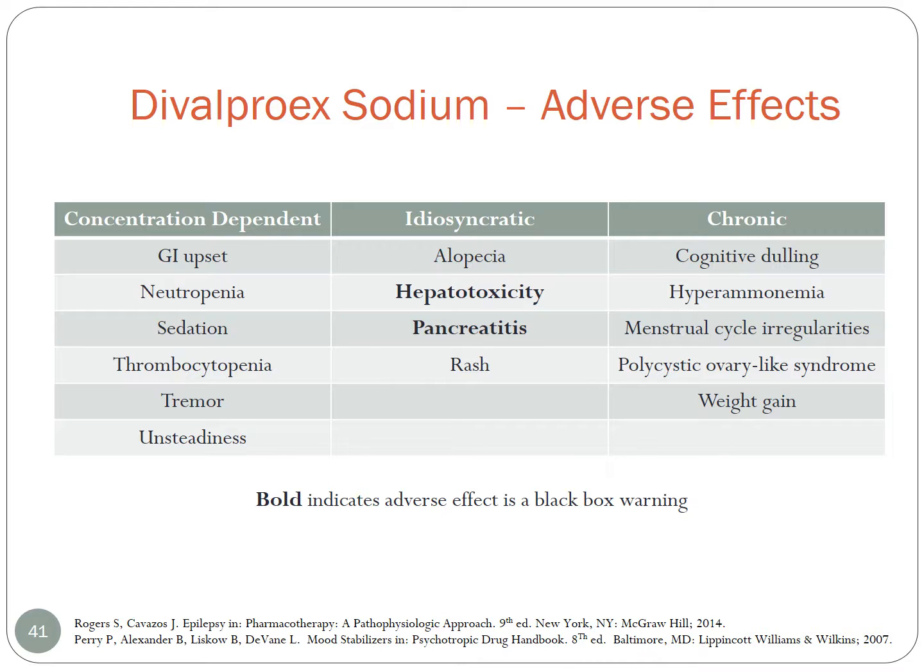Some of them are idiosyncratic, meaning that we don't really know why they occur. And then some are more chronic, meaning that they're more likely to happen with longer term therapy. Tremor is kind of a hallmark side effect associated with this medication, where you'll see patients with hand tremors. We'll also often have patients complain of things like nausea, vomiting, and diarrhea with this medication as well.